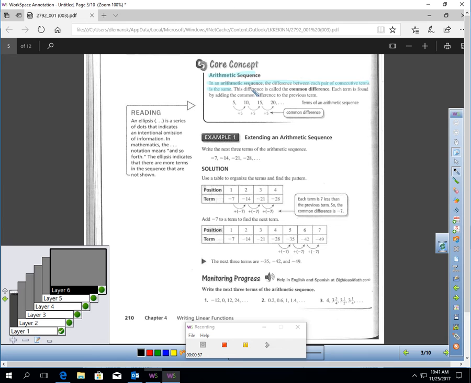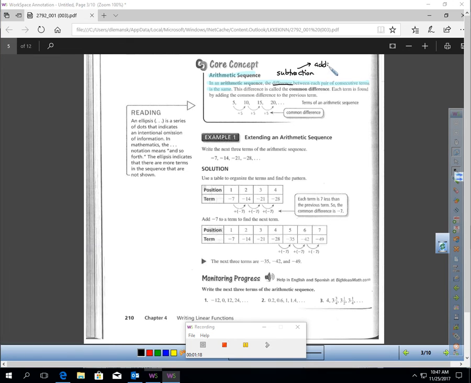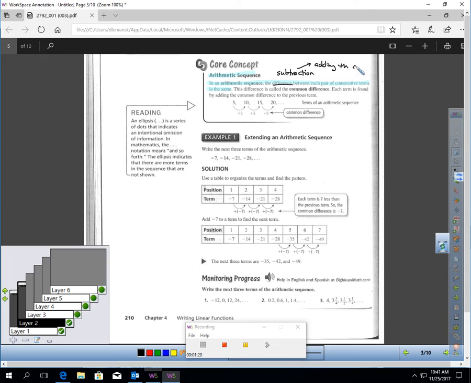Now, in an arithmetic sequence, the difference between each pair of consecutive terms is the same. So the key word there is difference. Difference indicates subtraction. Now remember, subtracting is the same thing as adding the opposite. So basically the way I teach this is, if you see an addition or a subtraction problem, because subtracting is the same as adding the opposite, you have an arithmetic sequence.